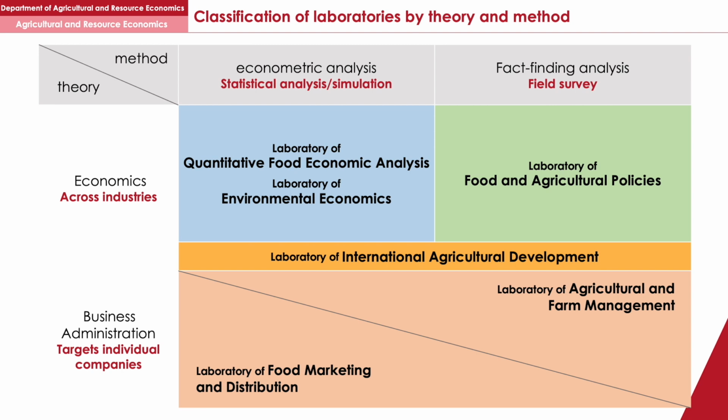Focusing more on individual companies and business administration are the laboratories of agricultural and farm management and the Laboratory of Food Marketing and Distribution. Individually, these laboratories tend to either specialise more in econometric analysis or more in fact-finding analysis, but will employ both methodologies when required. The Laboratory of International Agricultural Development is less specific and will employ any of the methods of analysis or the theoretical approaches to the research.